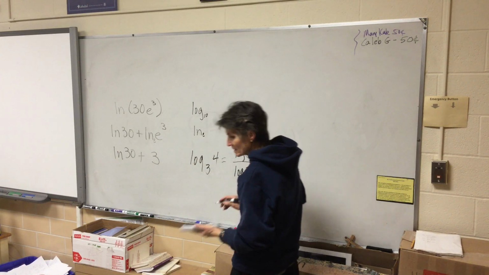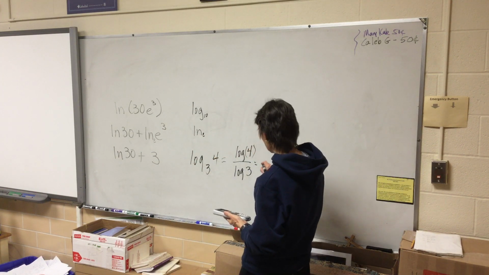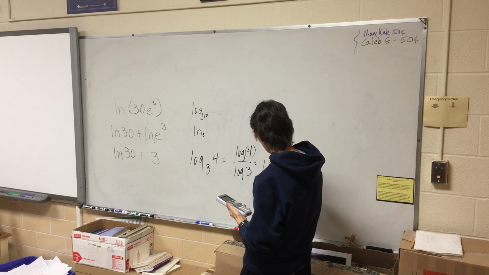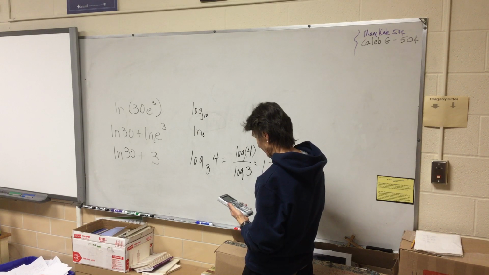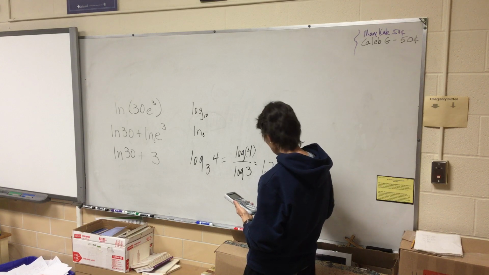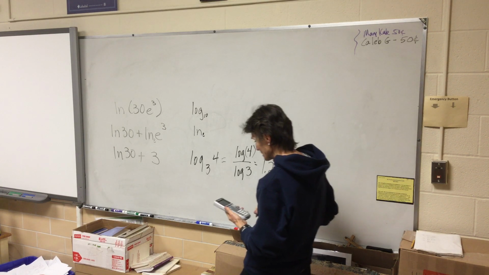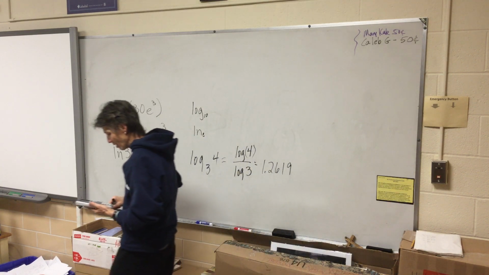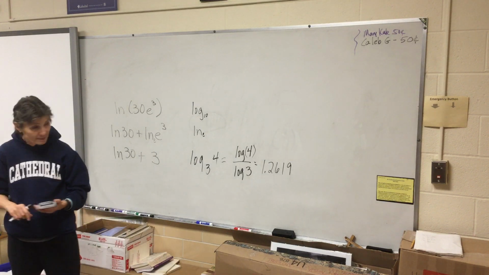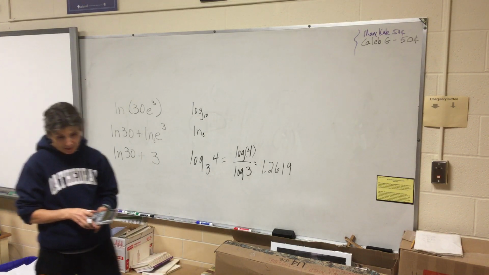10,000, how many decimal places is 10,000? 4. Yep, thank you. That's exactly right. It's 4 decimal places. So this one's going to round off to 1.2619 if I typed it in correctly.